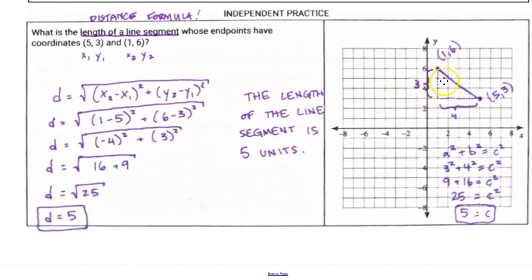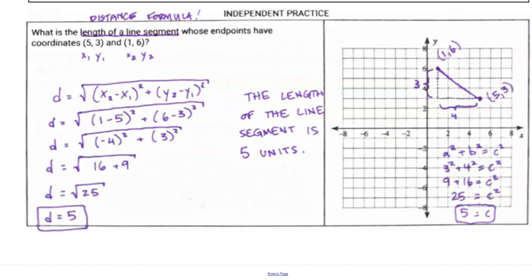If we were to use the x and y coordinates to do the same thing, we counted these boxes to be 3, these boxes to be 4, and that means the legs are 3 and 4 respectively. The hypotenuse is the missing element. So we substitute it into the Pythagorean theorem and solve for C is equal to 5.